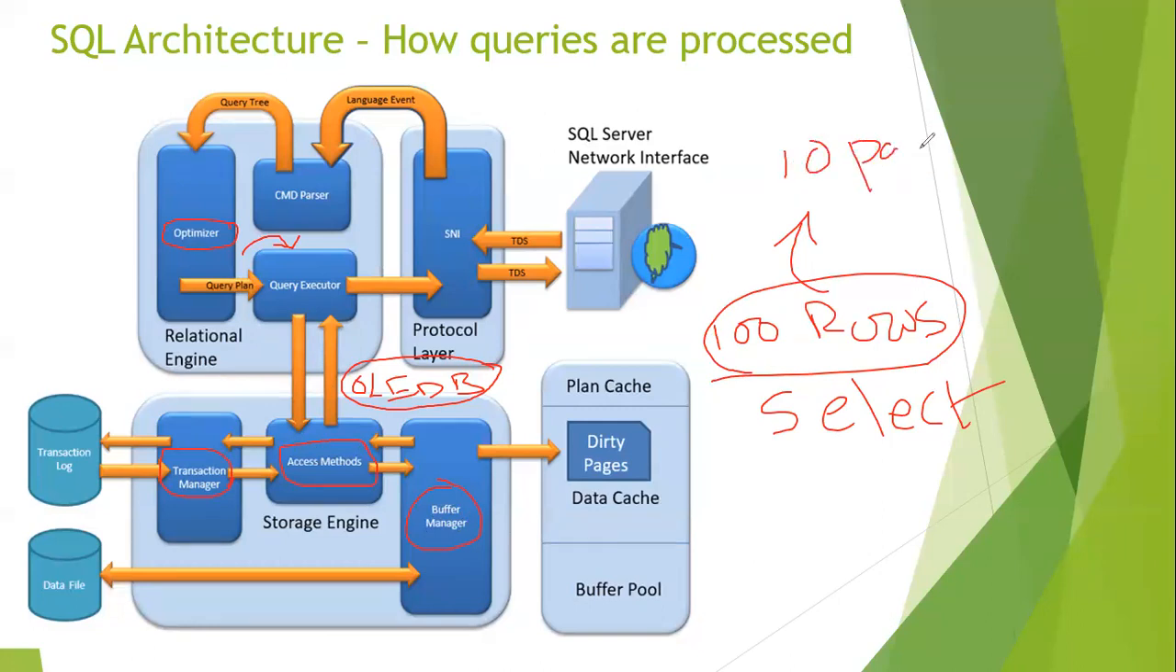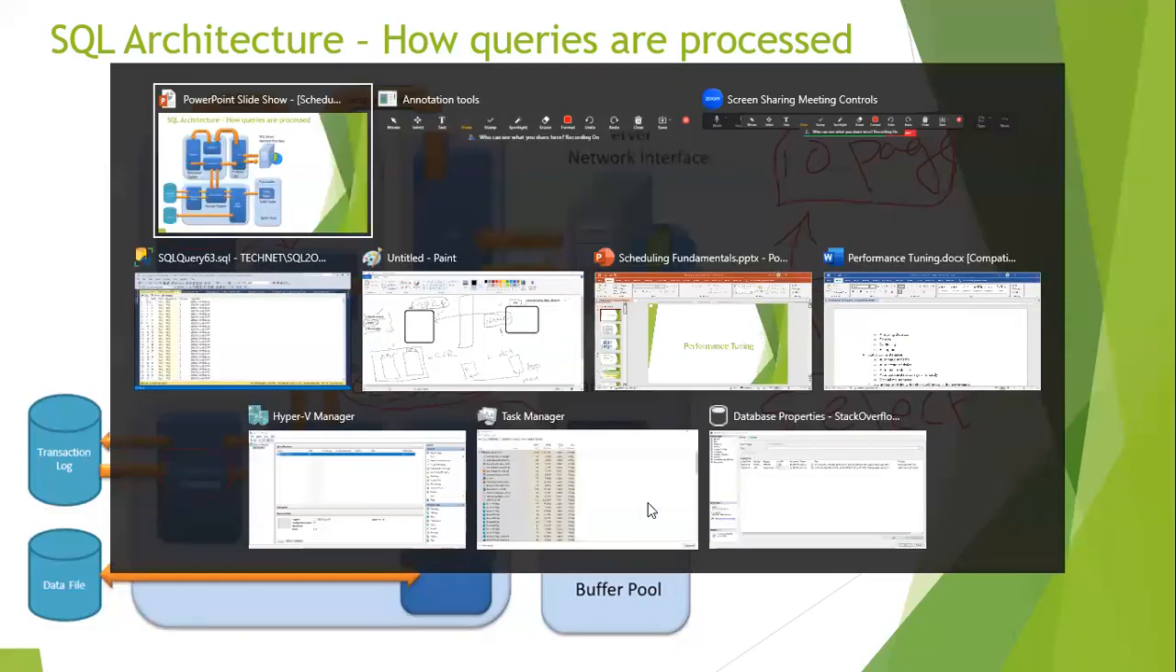We know data is stored in SQL Server in the form of pages, right? So the buffer manager identifies it requires 10 pages to satisfy my query. Then the buffer manager checks whether the pages are available in the data cache, which is in the memory, or not.